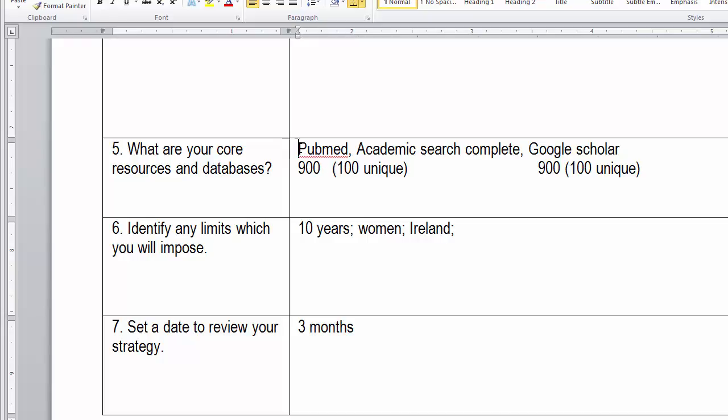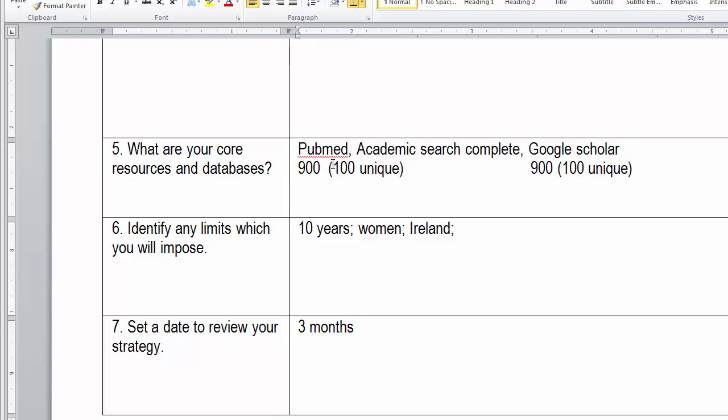So once you've got that, and you have something that's applicable to many different databases, then you can now pick which databases you're going to use. So many of you will use PubMed, some of you will use Academic Search Complete, many of you will also use Google Scholar. So what I would suggest is you're going to have to use multiple search engines and databases to really get as much coverage as possible and be as systematic as possible.